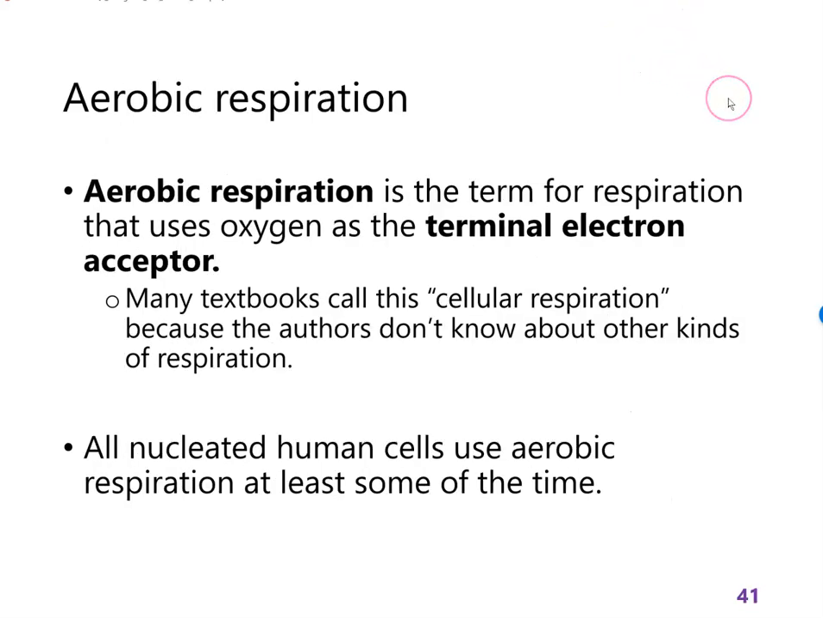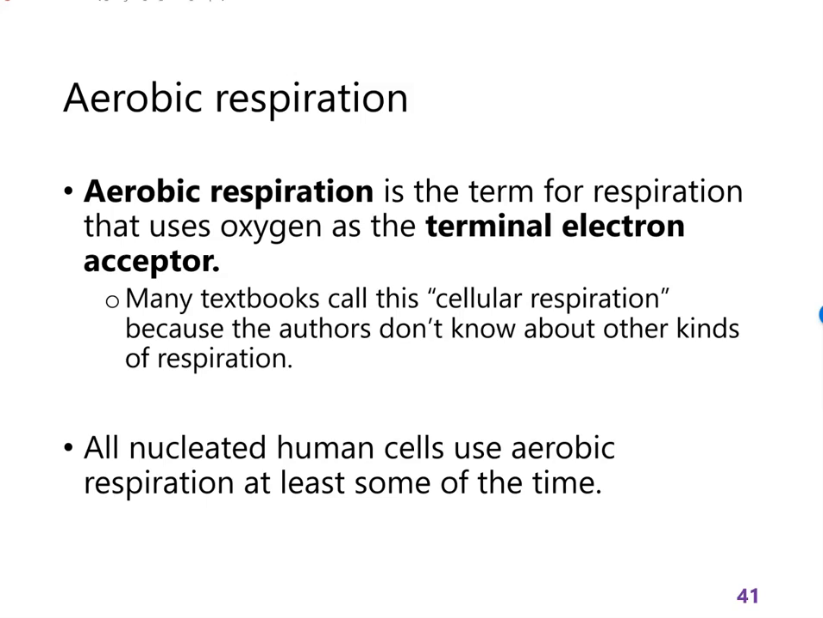And for the kind of respiration we've been talking about, there are two types. One is aerobic, one is anaerobic. The type we've been talking about is aerobic respiration. That's when oxygen is the terminal electron acceptor. So that's what human cells do. That's what lots of obligate aerobes and facultative anaerobes do.